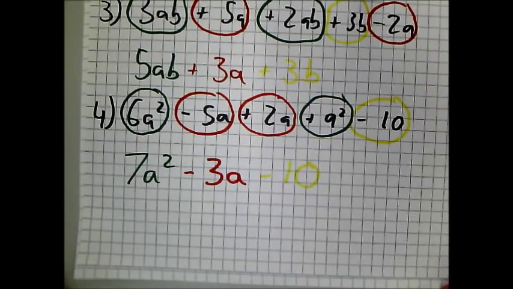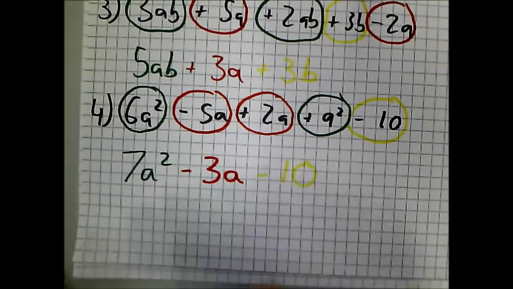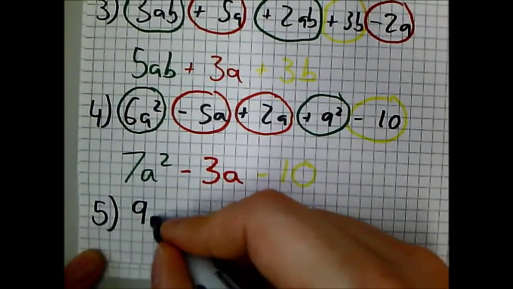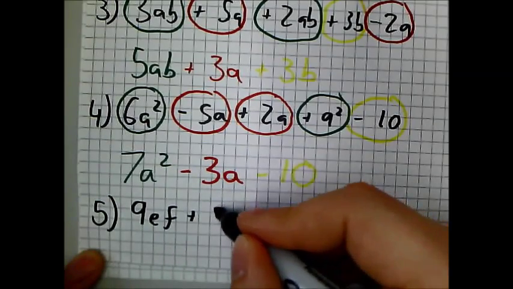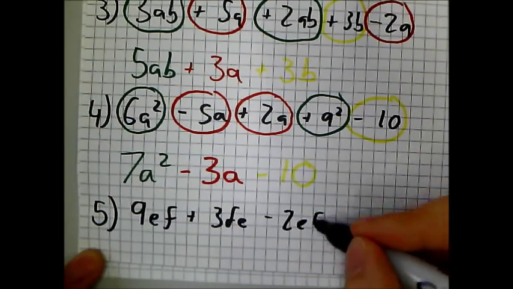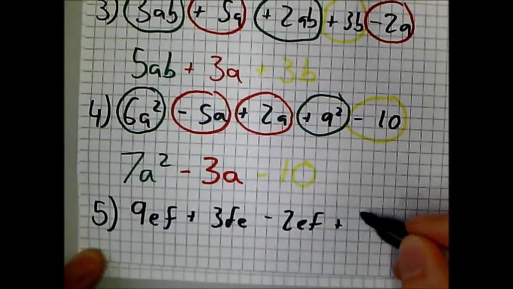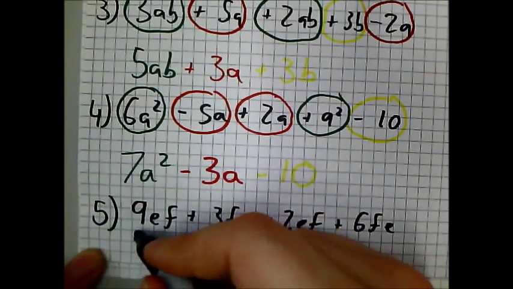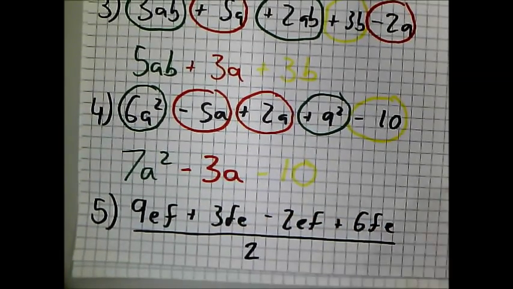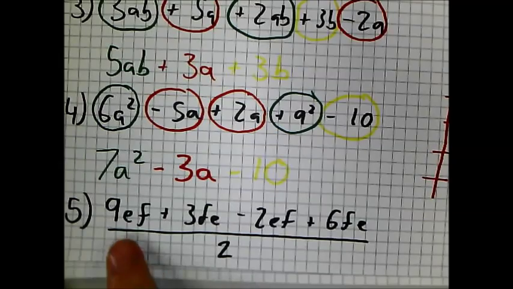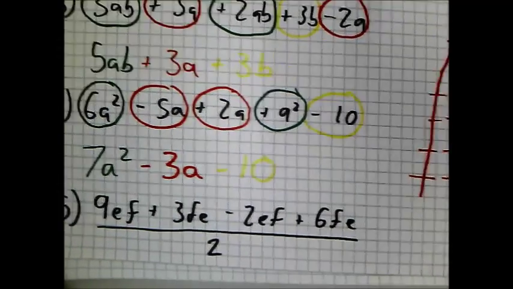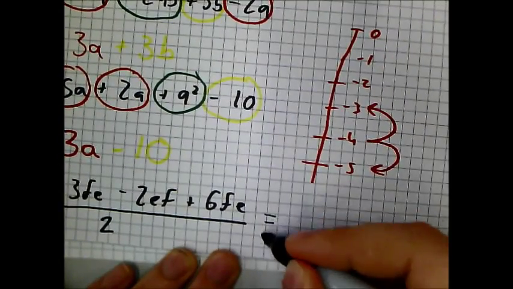Last question. We have 9EF plus 3FE minus 2EF plus 6FE, all divided by 2. Now, there's a trick to this one. I've spotted that some of my terms don't have the letters in alphabetical order. So the first thing I'm going to do is rewrite this so the terms are in alphabetical order.